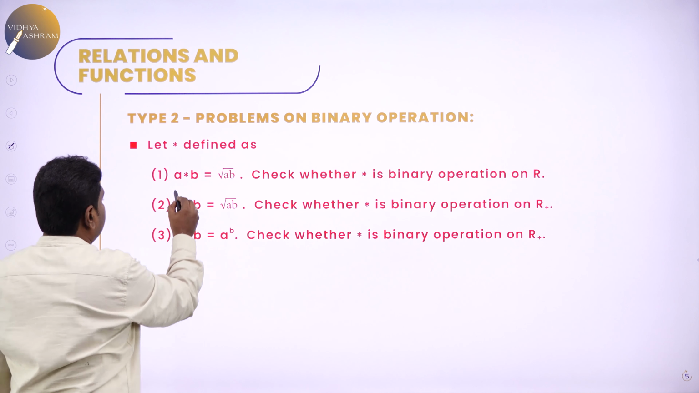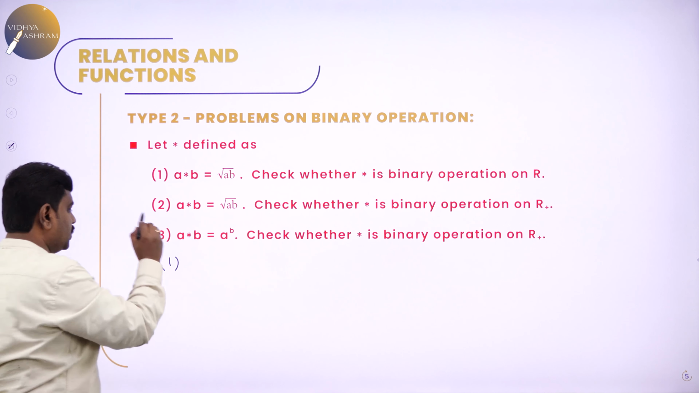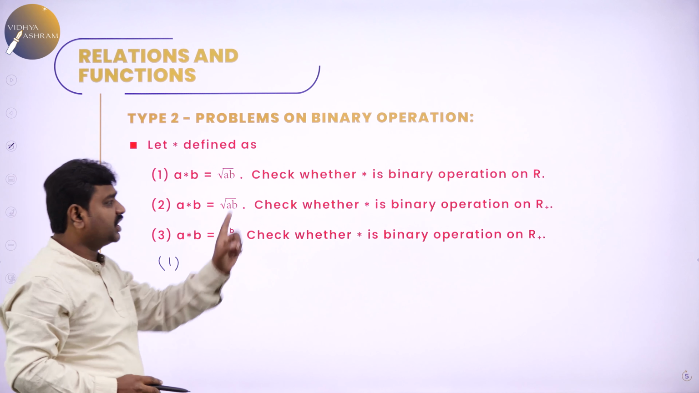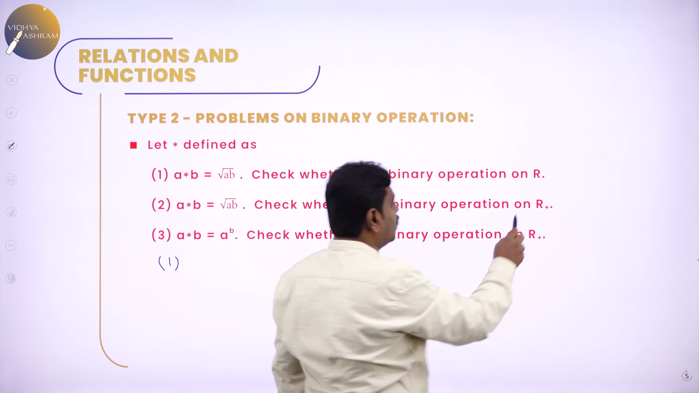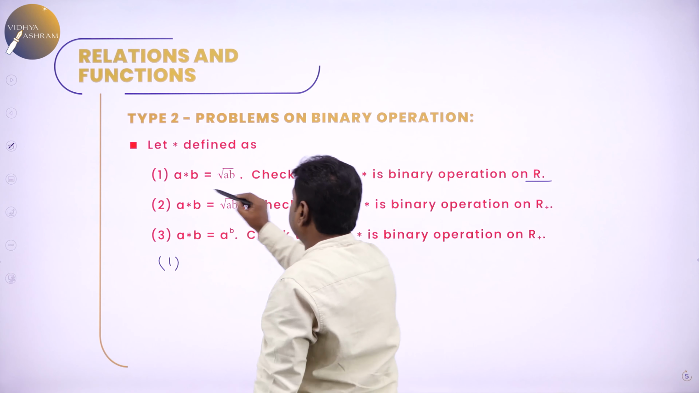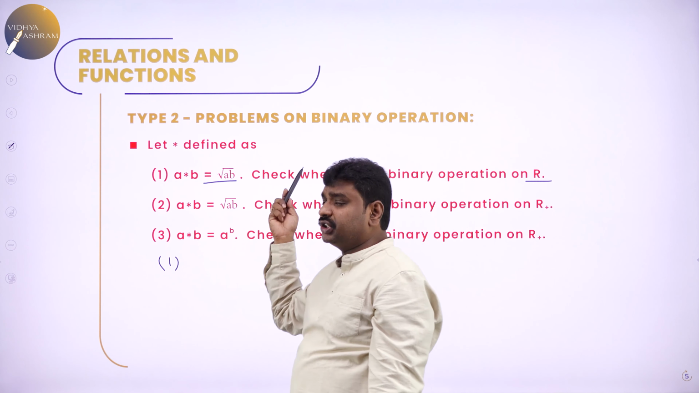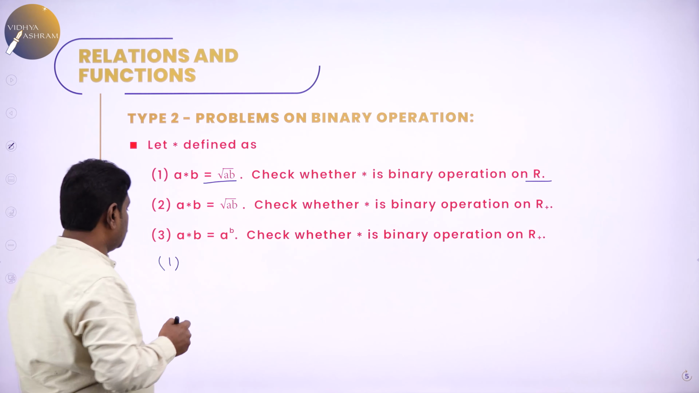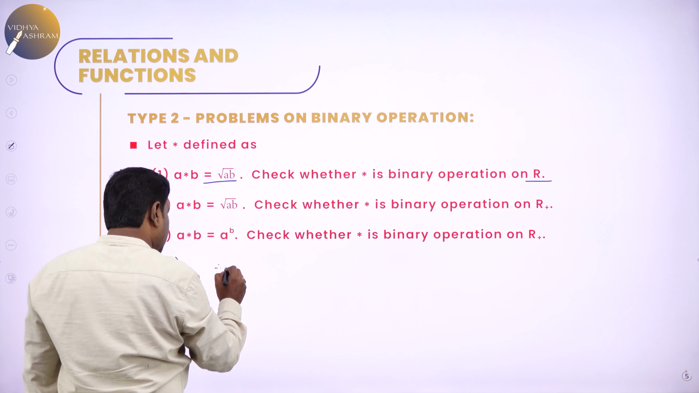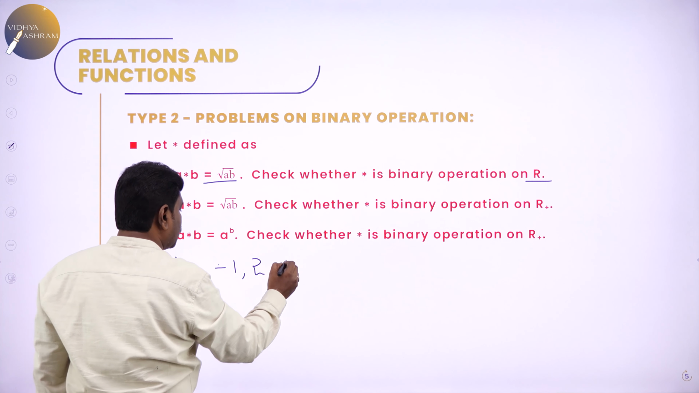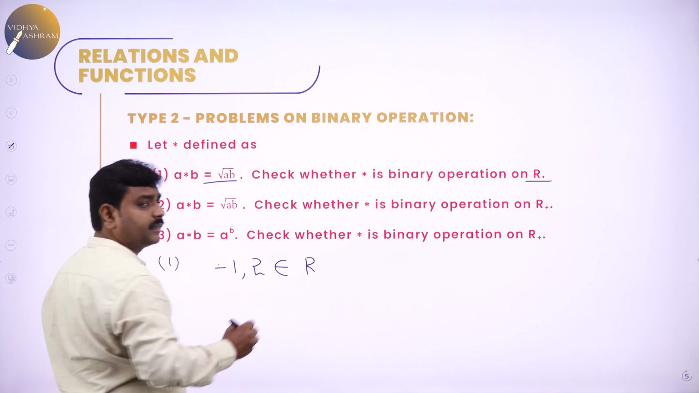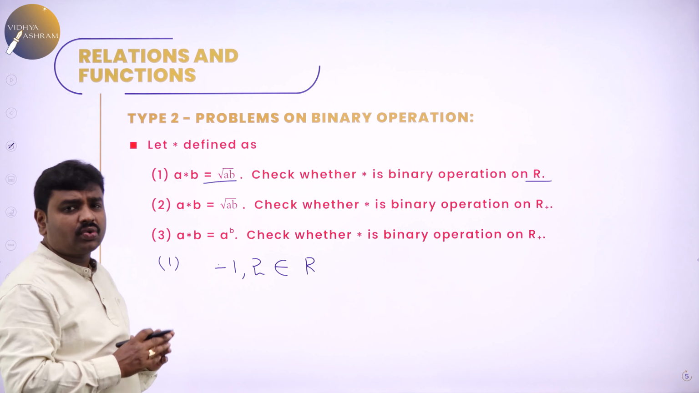Now I'll start with the first problem. A star b is root ab. Check whether star is a binary operation on real numbers. You have to focus on the definition. How to read this? First element star second is root of first into second. Now I'll take minus 1 comma 2 belonging to R. Do you agree or not? Minus 1 and 2 belong to R.